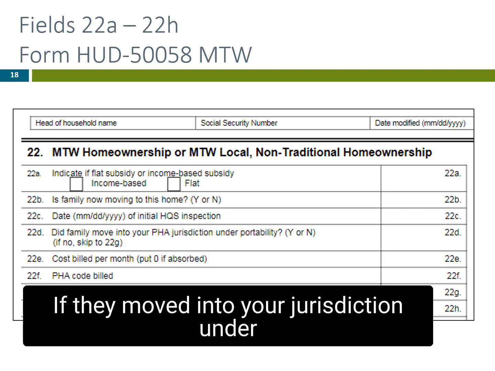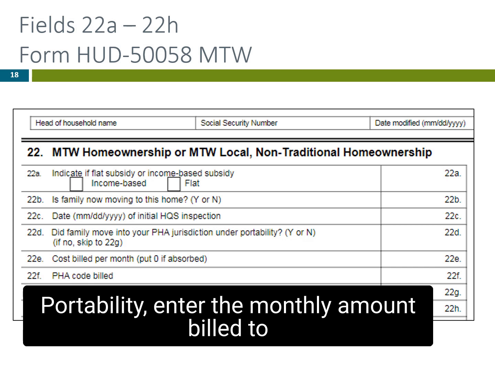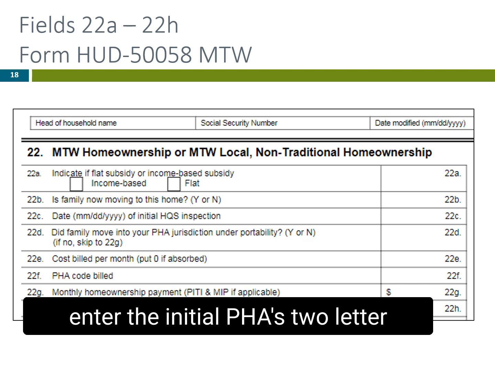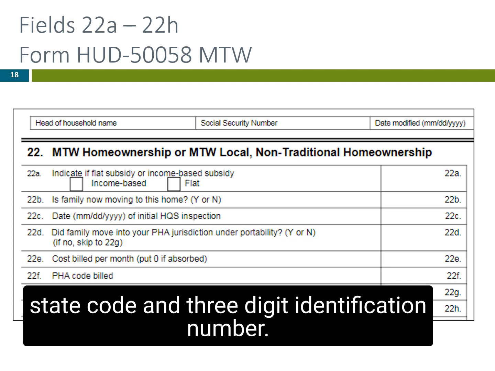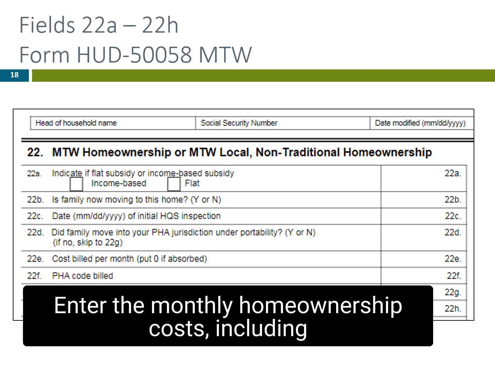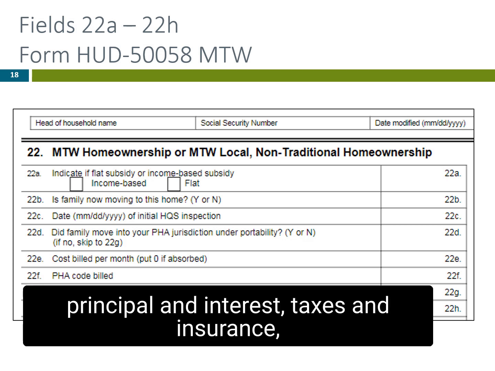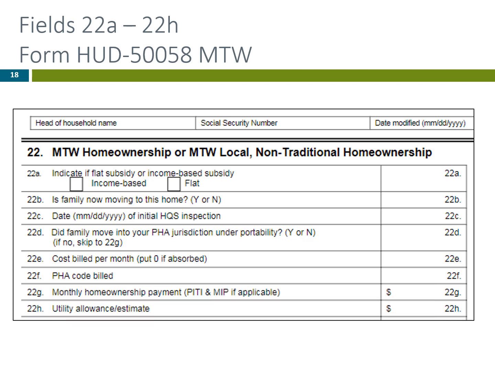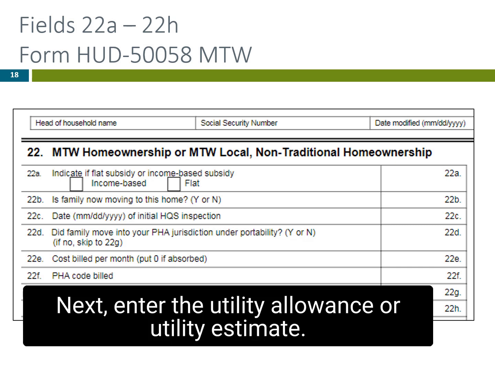If they moved into your jurisdiction under portability, enter the monthly amount billed to the initial PHA. Also, if portable, enter the initial PHA's 2-letter state code and 3-digit identification number. Enter the monthly homeownership cost, including principal and interest, taxes and insurance, and any mortgage insurance premium. Next, enter the utility allowance or utility estimate.